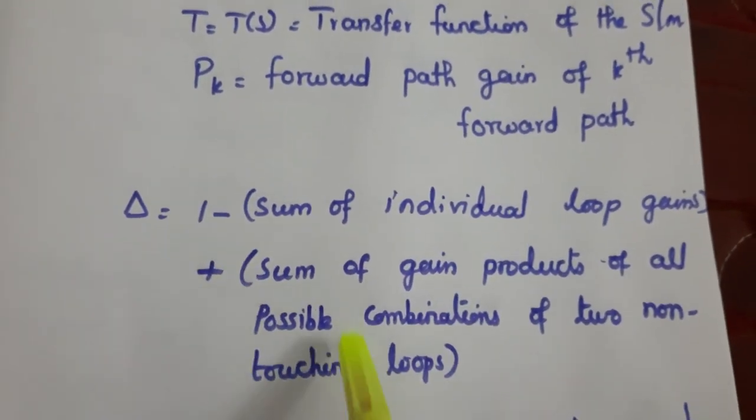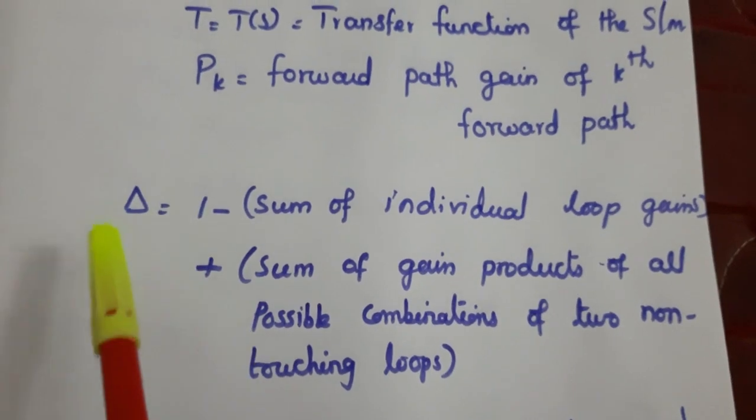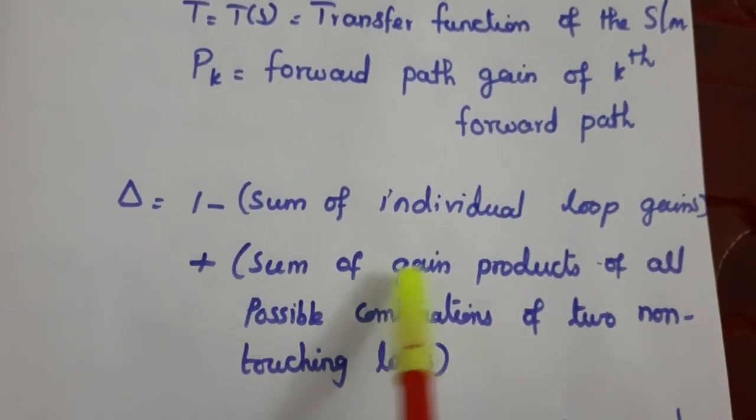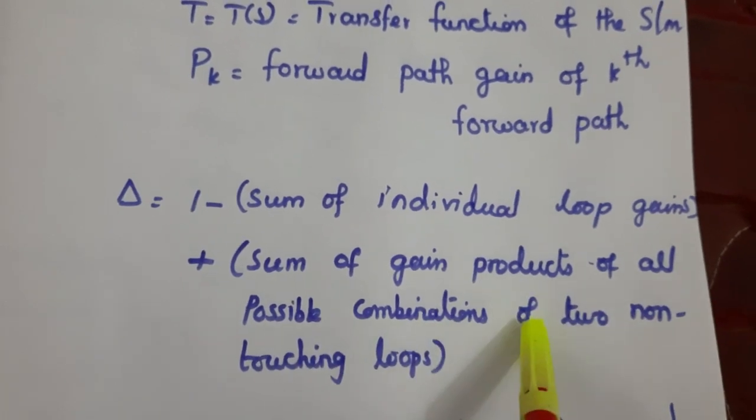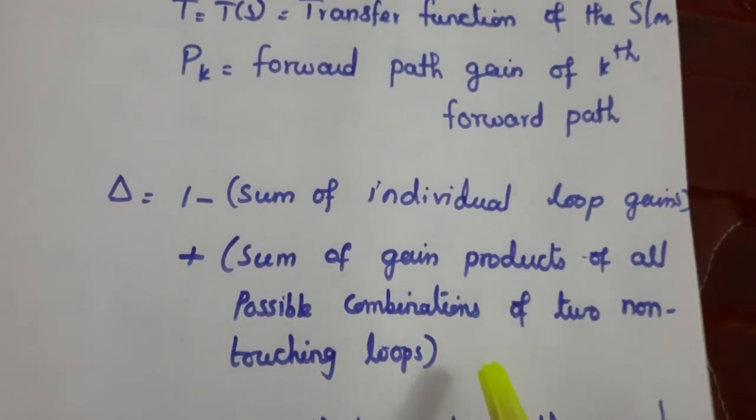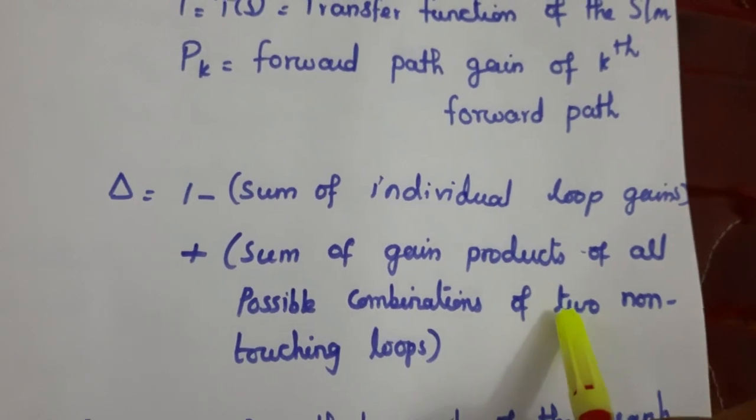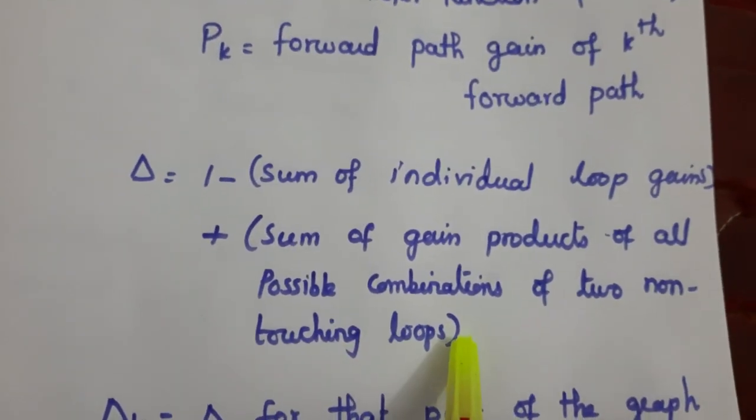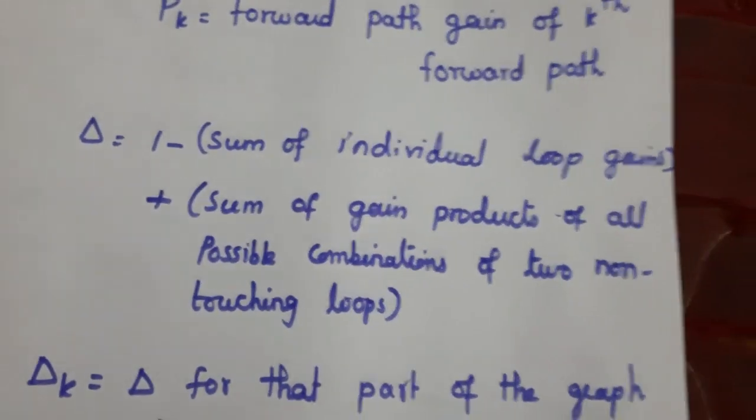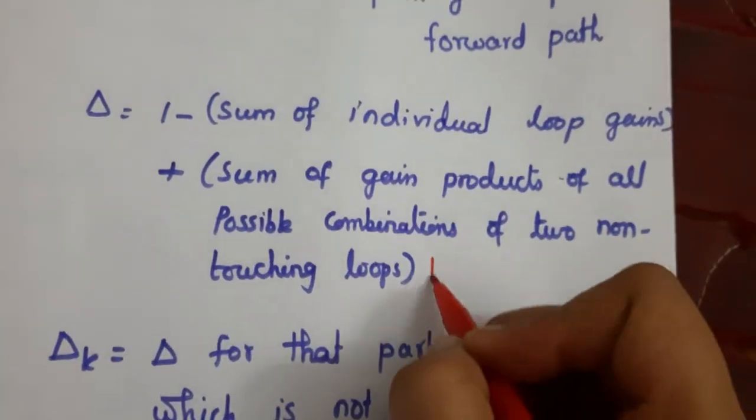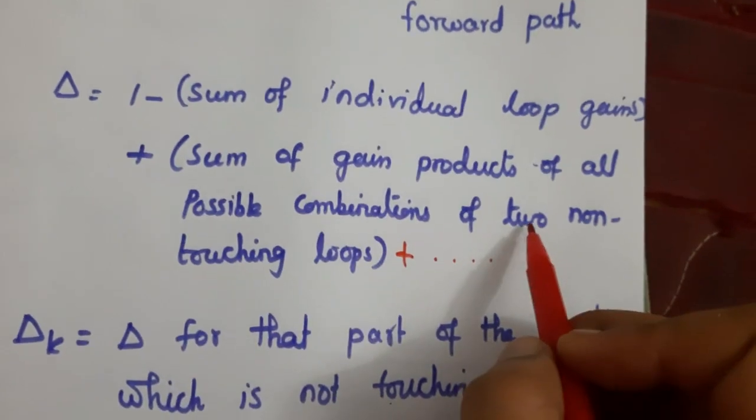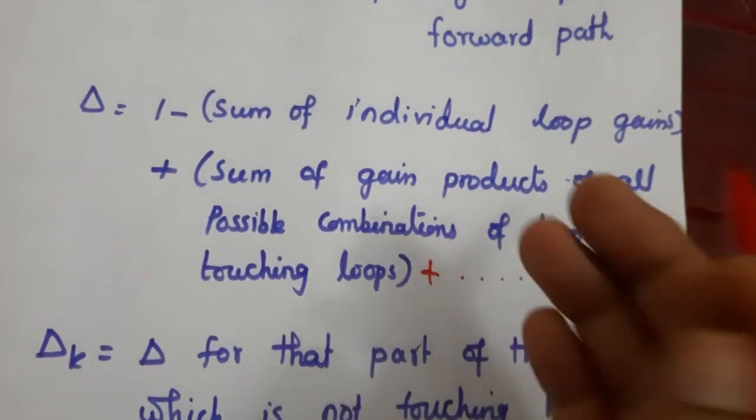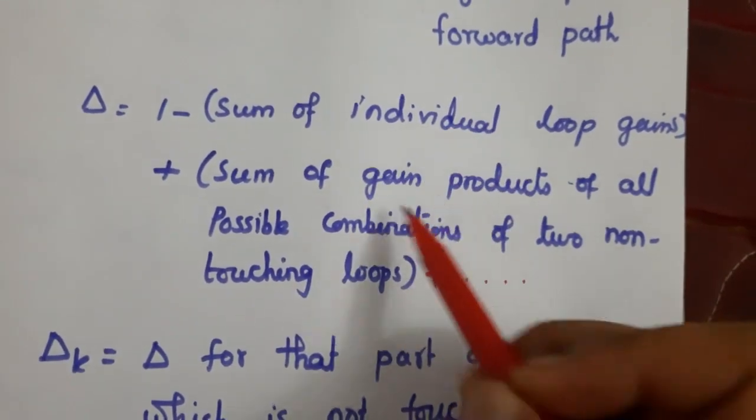Commonly, using this formula we can find del. So del is equal to 1 minus the sum of individual loop gains plus the sum of gain products of all possible combinations of two non-touching loops, and this continues. Here we use possible combinations of two non-touching loops, so it takes many values. This is for 2, again 3, again it can continue, but commonly they ask questions using this equation.